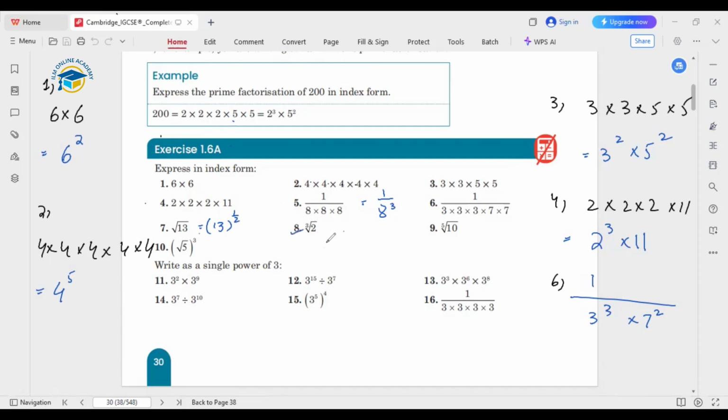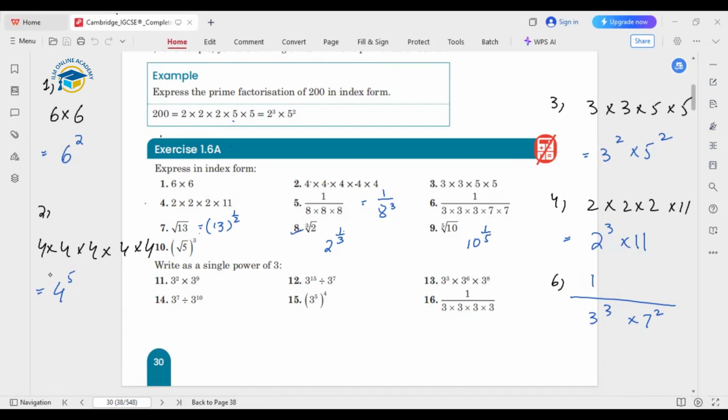For the eighth one, you will be writing 2 raised to the power 1 by 3, as this is the third root. And for this one, you need to write 10 raised to the power 1 by 5. So in this way, third root, fifth root has been given, so you need to write them in the index form, writing as 1 by 3, 1 by 2, 1 by 5, and so on.